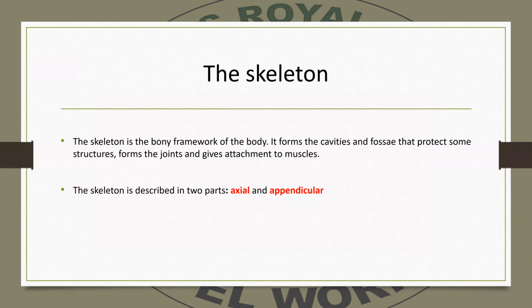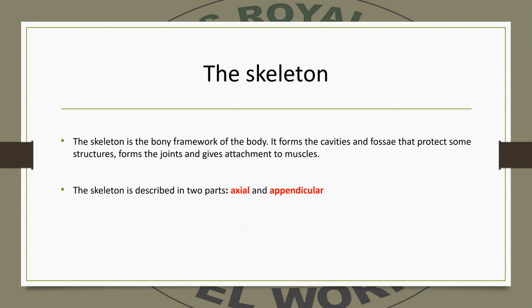The skeleton is the bony framework of the body, like we saw in Ezekiel 37, when the dry bones started coming together, they formed something. That which they formed is known as the skeletal system. It has cavities, it has fossae, and some protective structures. The skeleton has many functions. It gives shape to the body. It protects the fragile parts of the body, the delicate parts, or the flesh, and so many other functions that it has.